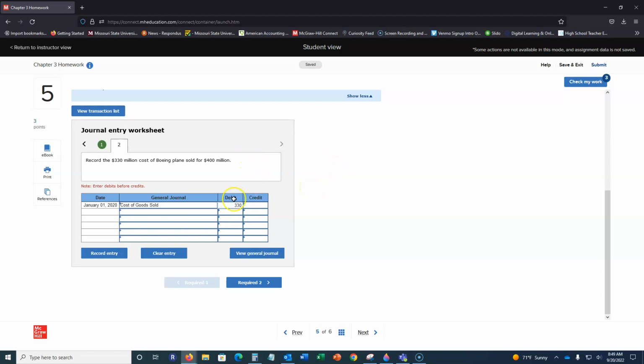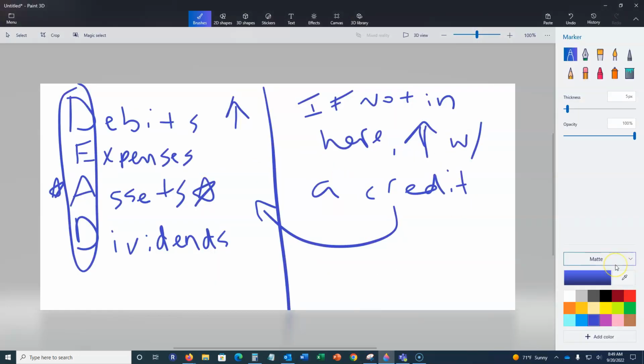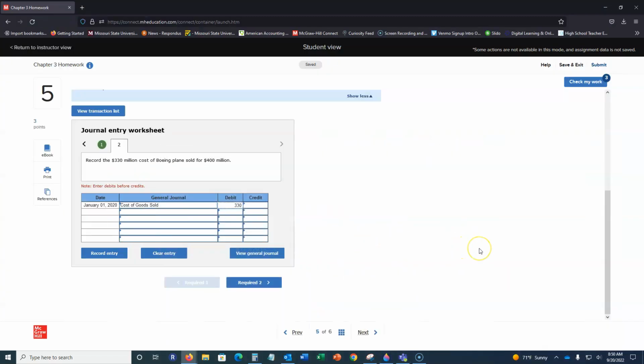How did we know that was our debit? Well, it's an expense, and expenses live right here. We're trying to increase an expense, so we're going to debit it. Why do we increase that expense? Well, because when we increase an expense, we decrease net income, which decreases retained earnings, which decreases equity. Be able to follow that logic all the way through your accounting equation.